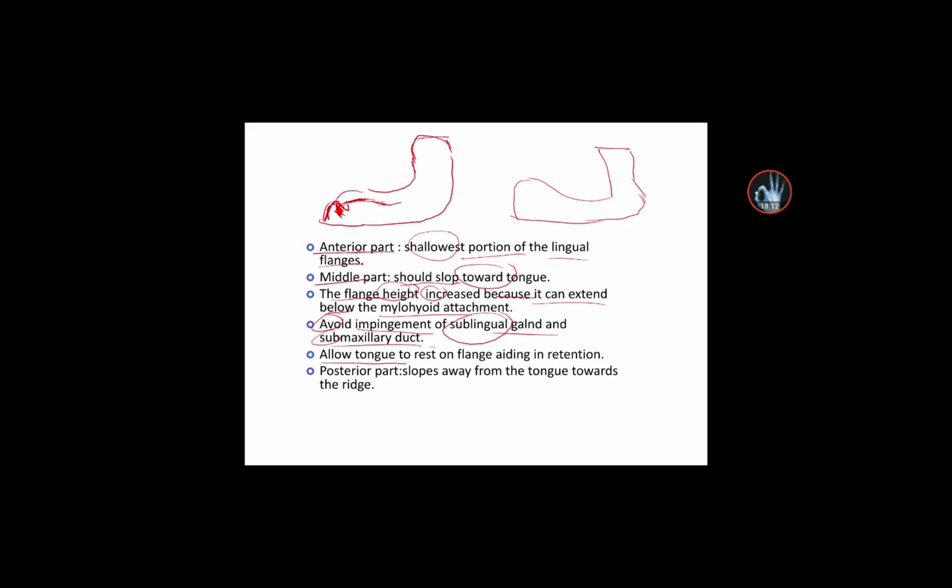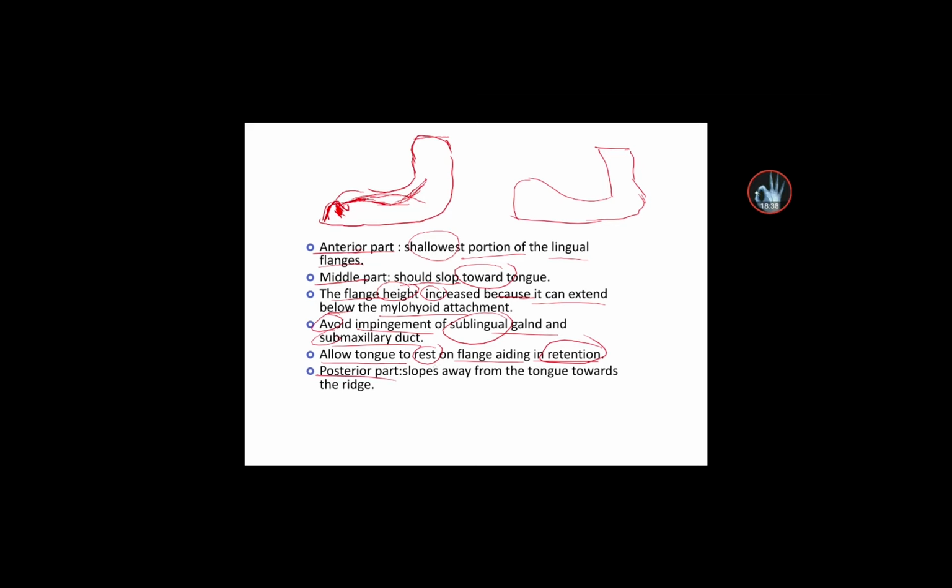Allowing the tongue to rest on the flanges aids in retention. لأنه لو كانت الفلانجز كملناها زي كذا وكملنا مع الريترومولار باد والمايلوهايويد ريدج، اللسان بيكون كذا يعني فوقه مرتاح، rest on يعني متكي عليه كأنه. فthis helps us for retention. Okay، تمنعه إنه الطقم يطلع بعدين.